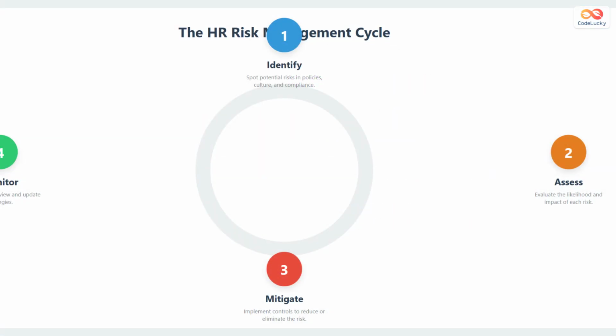So how do we manage all of this? We follow a four-step cycle. First, identify the potential risks in your policies and culture. Second, assess them by evaluating how likely they are to happen and what the impact would be. Third, mitigate the risks by implementing controls. And fourth, monitor the situation continuously to ensure your strategies remain effective.